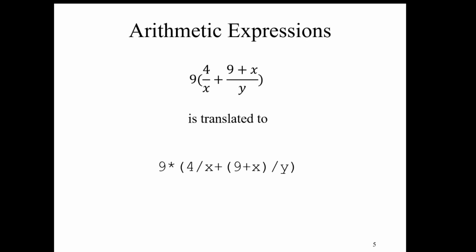So let's look at another example. 9 times, inside the parentheses, 4 over x plus 9 plus x over y. Now, the first thing you need to think about is what is the order of the operations? So as you can see, the Java version of this expression is very similar to what you would write if you had to write this operation in a single line.